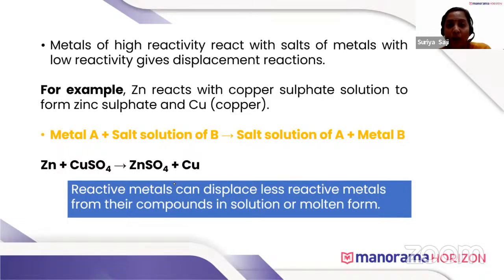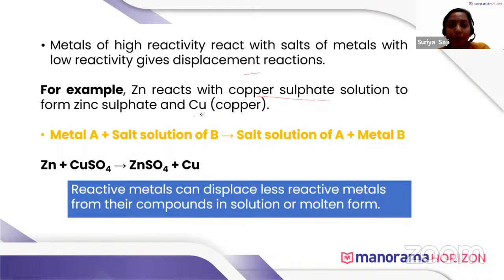Metals of high reactivity react with salts of metals of low reactivity and give displacement reactions. We have seen displacement reactions, and now we will understand how they occur. If we have a metal compound, and that metal has less reactivity than the metal we are taking, then this metal can replace the other metal from the compound. For example, zinc reacts with copper sulfate solution. We get zinc sulfate and copper.